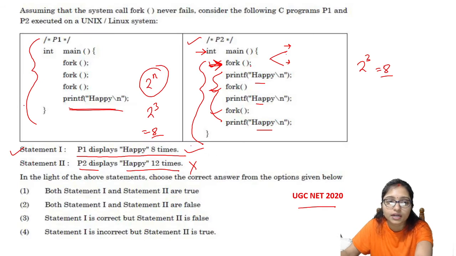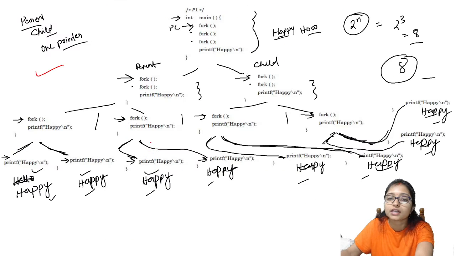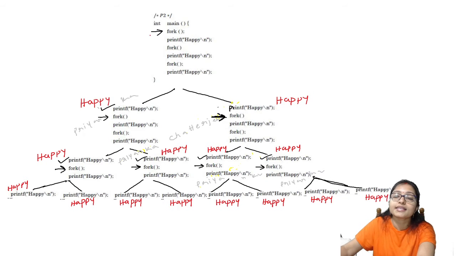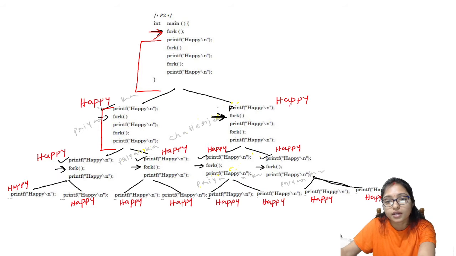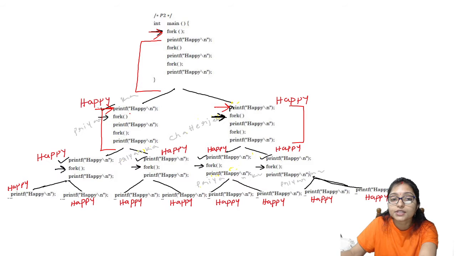This was the first part, how the 8 is coming. Now see how the second part works. This is the first fork. When it comes, it creates this part two times, this one and this one. Now the program counter comes here, and it prints happy. This one also prints happy. That's why happy is printed.